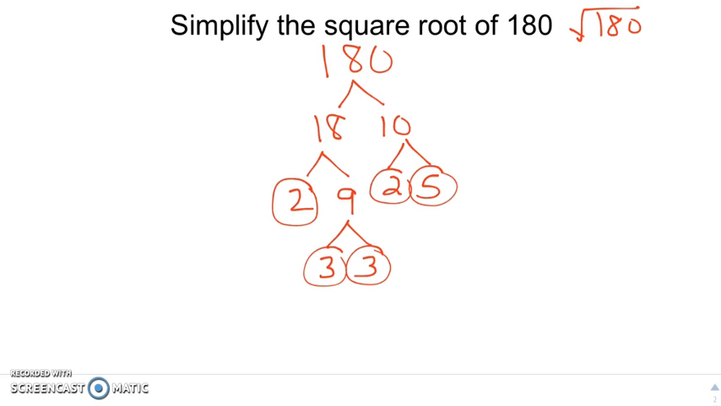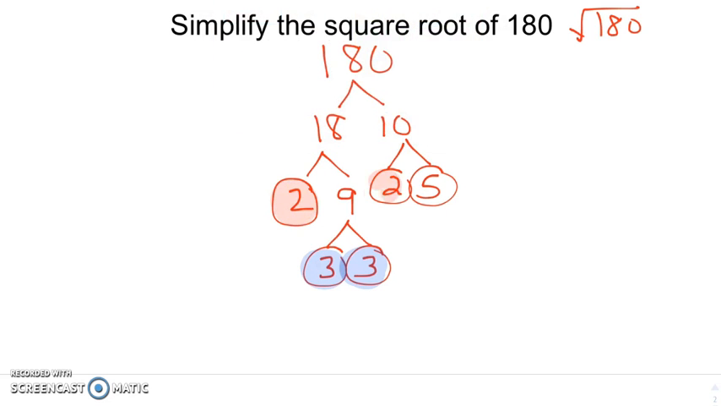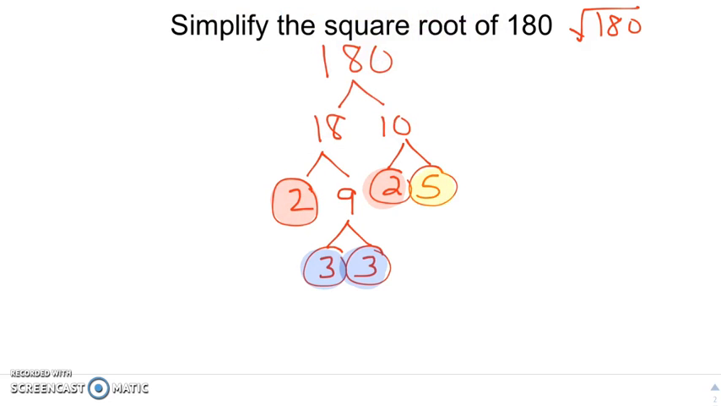Now, being that I'm finding the square root, I can look for numbers that appear twice or that are squared. So if we take a look here, I have a set of 3's, and I also had a set of 2's, and then I have a 5 that's just all by itself. Looking at the sets, I know that 2 squared is equal to 4, and I know that 3 squared is equal to 9. 5 is all by itself.